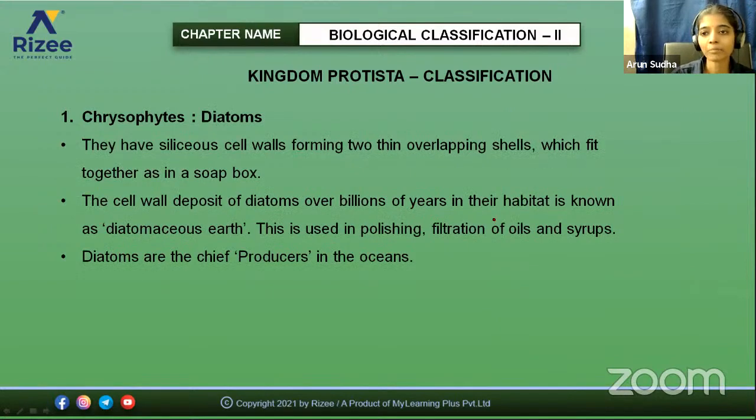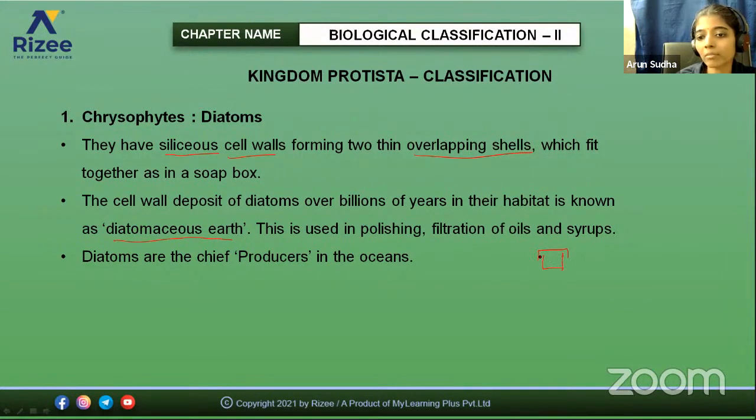If you see the diatoms, the difference between the other organisms and the diatoms is that they have a siliceous cell wall. That is, the cell wall is made of silica, so the cell wall is very hard. Because of the deposition of this silica, they have many industrial applications. You would have heard of diatomaceous earth. There are many industrial uses. These diatoms have siliceous cell walls and form two overlapping shells, one on the upper and the other on the lower.